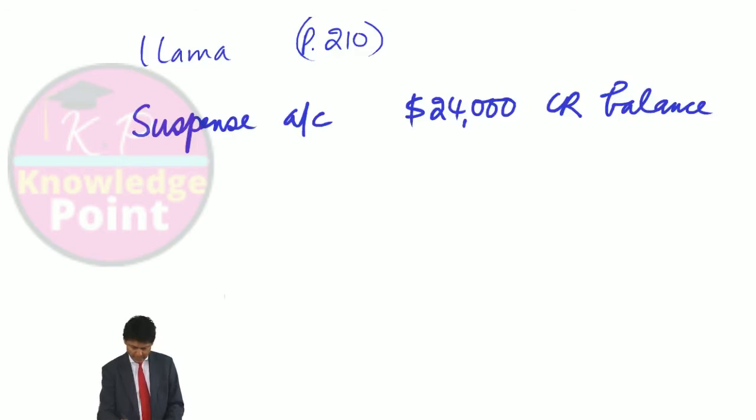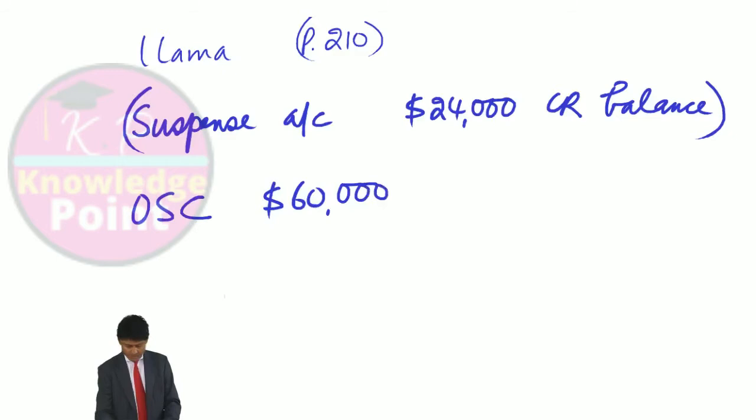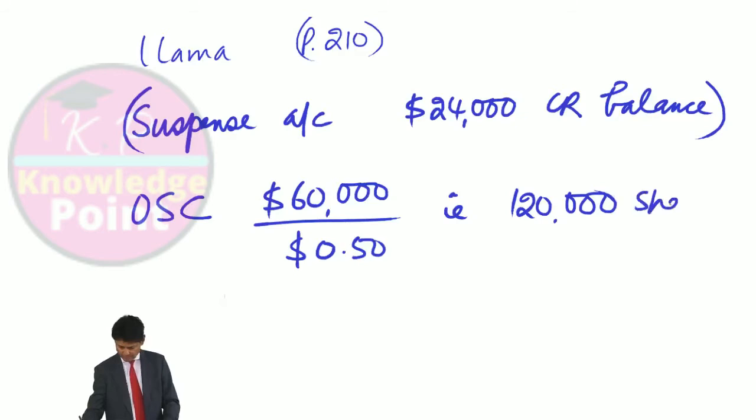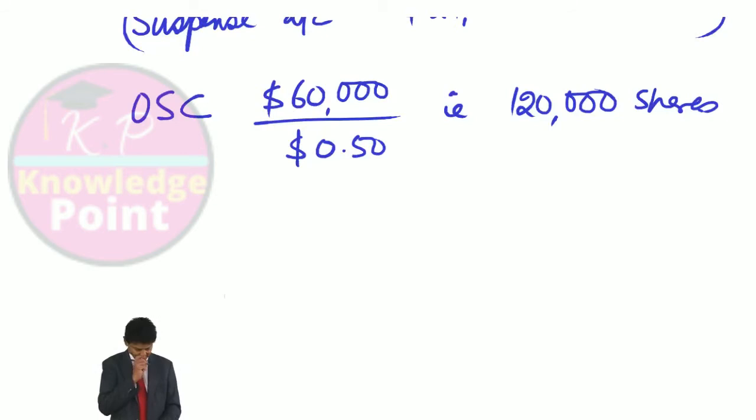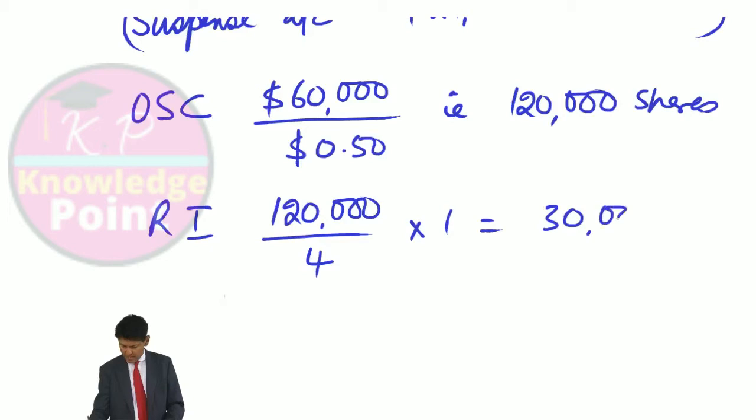Before we do that, let's have a look. The ordinary share capital is 60,000, but in 50 cent shares, i.e., there's 120,000 shares. And the rights issue is 120,000 divided by 4 multiplied by 1, so there's 30,000 new shares being issued to existing shareholders.